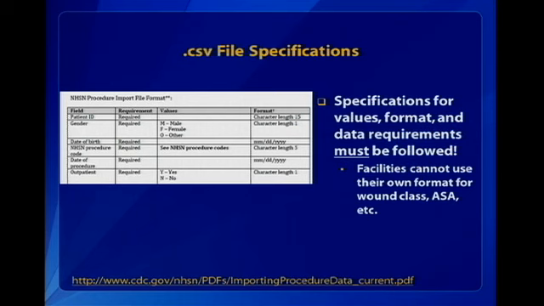This is just a snapshot of what the first section of those file specifications looks like with the data fields. And what I want to point out here is that these are in a different order than how they appear on the actual data collection form. So that's why you have to follow this order and not the order on the paper form. In addition, we provide specifications for the values that are allowed, the data format, and the requirements, and these must be followed. So you cannot use your own format for wound class or ASA. You have to follow the values that we have here, because basically this is taking the place of data entry. And when you manually enter data, you don't just type in the wound class, you actually select from a list of values. So that's why you must use what we have here.